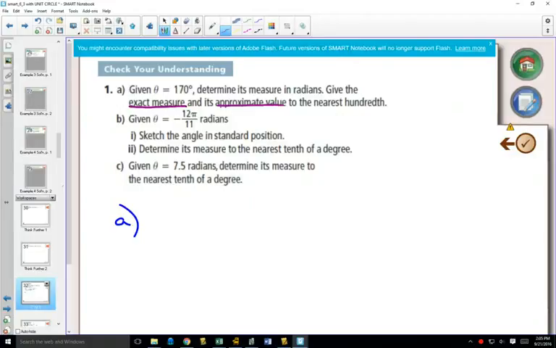Anytime it has an exact measure, if you're going to have pi in your answer, you're going to leave pi in your answer. You're not going to put it into your calculator. An approximate number, you're going to put all the values into your calculator and get a decimal. So as far as our exact measure here, if we have 170 degrees, we found out on our chart that 1 degree was pi divided by 180.